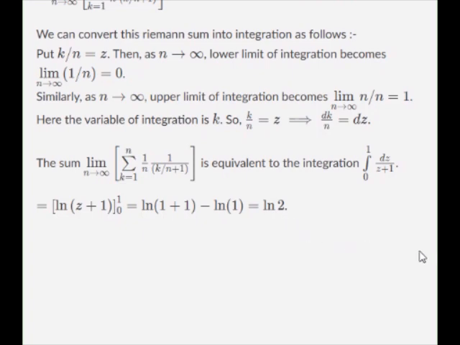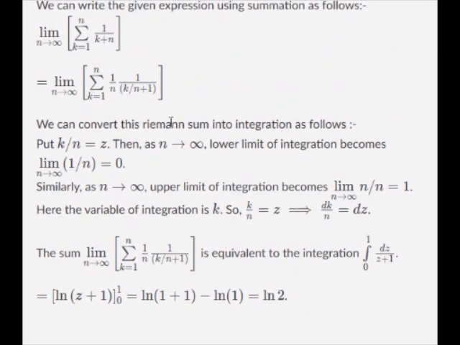Now I want to tell you why I took 1 by n as common. The reason was that I had to put k by n equal to z, so I needed an n in the denominator, but this was not there, so I pulled out the n as common, so that I have k by n equal to z.